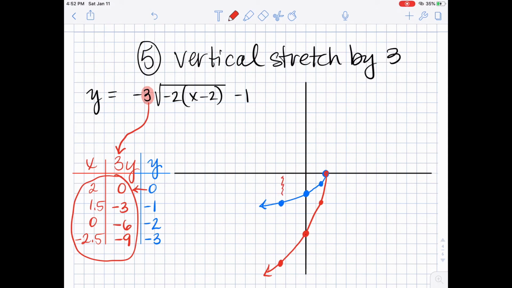A point that used to be 3 away from the x-axis is 9 away. A point that used to be 2 away is now 6 away, and a point that used to be 1 away from the x-axis is now 3 away from the x-axis. The point that was at 0 is still at 0.